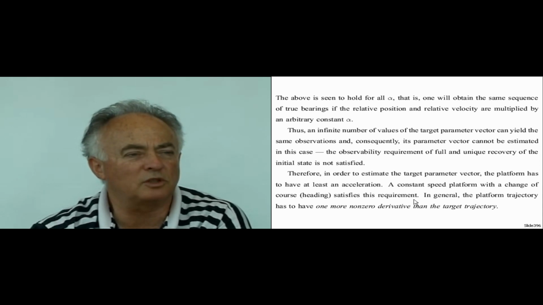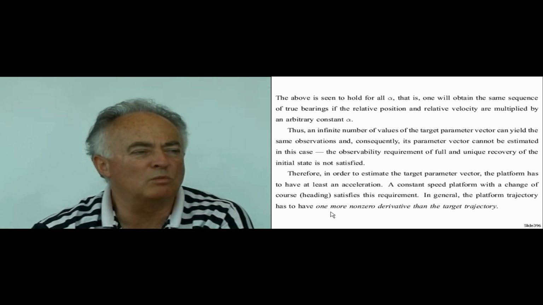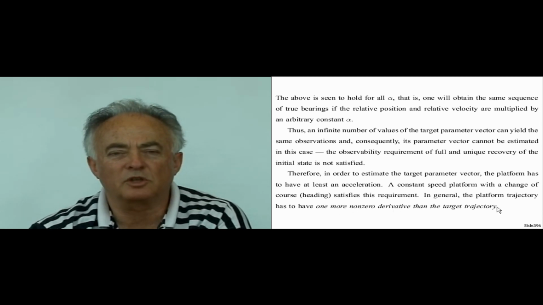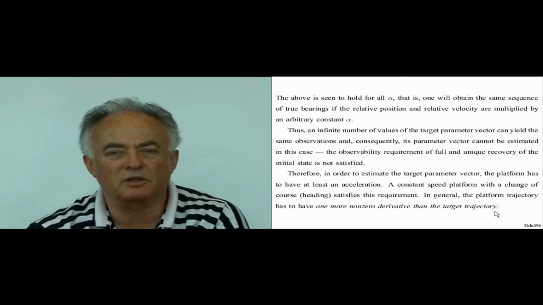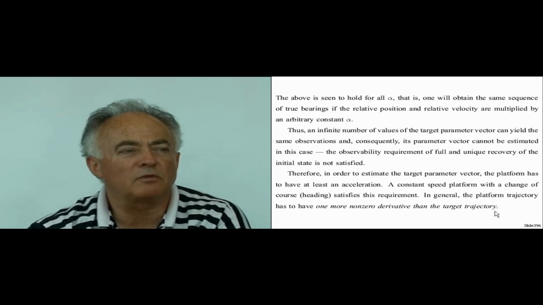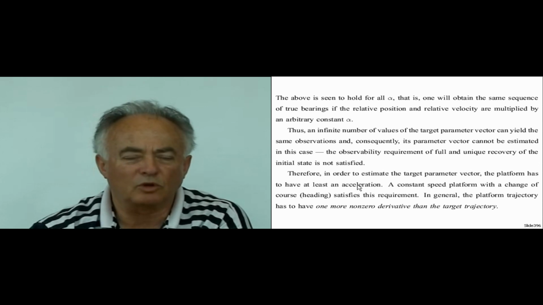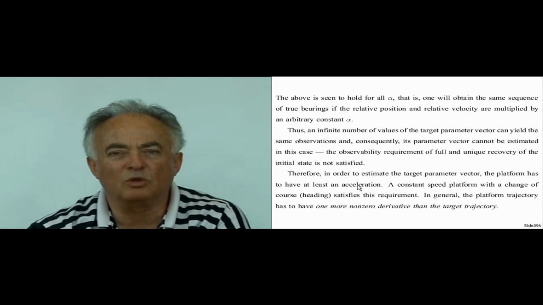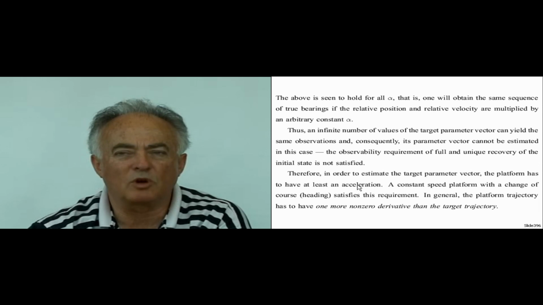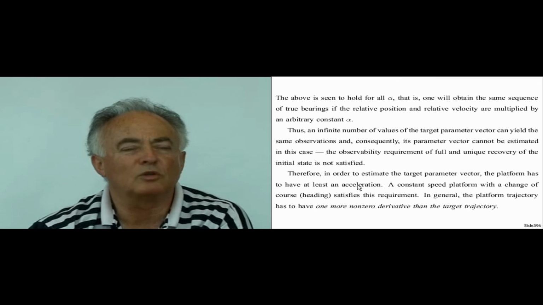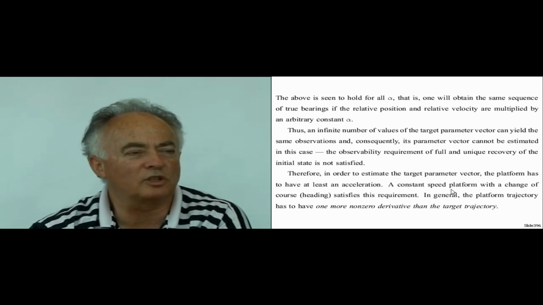There is a general theoretical result which says that the platform trajectory has to have one more non-zero derivative than the target trajectory. The constant velocity trajectory has as its highest non-zero derivative the first. If the platform has acceleration, it has one more non-zero derivative, the second, therefore the condition is satisfied. But practically you would not want to implement a constantly accelerating platform, but rather implement it with a constant speed and just change the direction of motion.